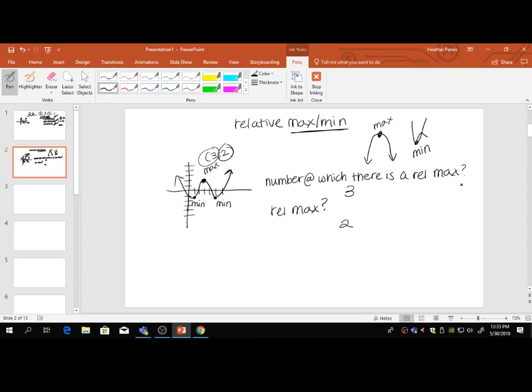These same questions, if you asked about the minimum, it occurs at 1 and 5. There's a relative min at 1 and at 5. I think in the homework you have to write them with commas, so you would write it like that. And then the relative min is the y value at this point, which is -1.